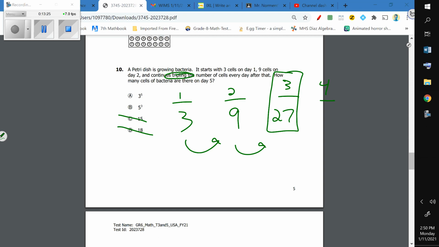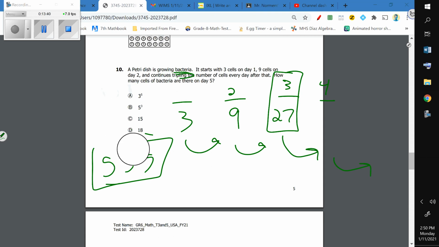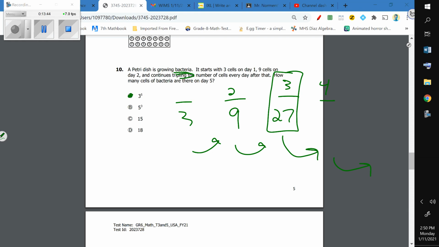It's either going to be A, which is 3 times 3 times 3 times 3 times 3, or it's going to be B, which is 5 times 5 times 5. And since that's a 3, you only do it 3 times. Well, we're going to keep going. We're going to multiply times 3 and times 3 again. So the answer is definitely A. And we don't even have to keep going and find out exactly what that number is. We just need to know which expression would give us that value, and the answer is A.